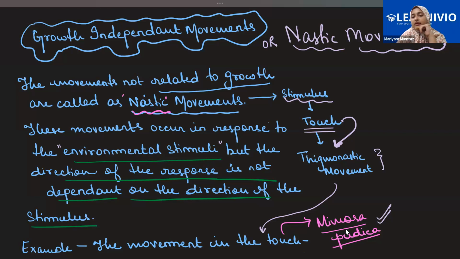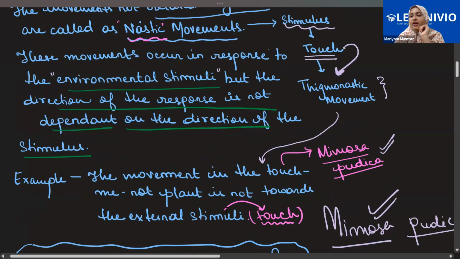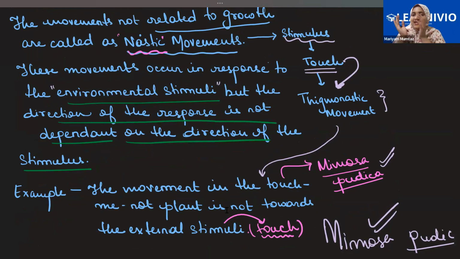How many of you have heard about touch me not plants? Everyone? Okay, great. Its scientific name is Mimosa pudica. Now, what is so special about the touch me not plant? Whenever you touch it, it starts folding its leaves, isn't it? So the stimulus that you are providing to it is a touch. And in response to that stimulus, is it opening towards you or is it closing away from you? It's closing away from you, right?